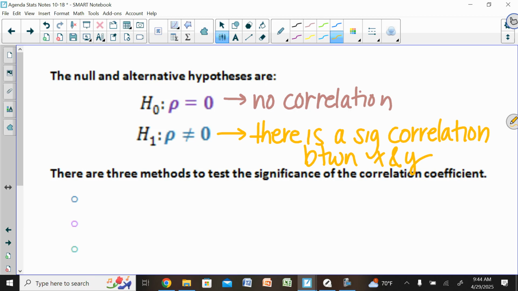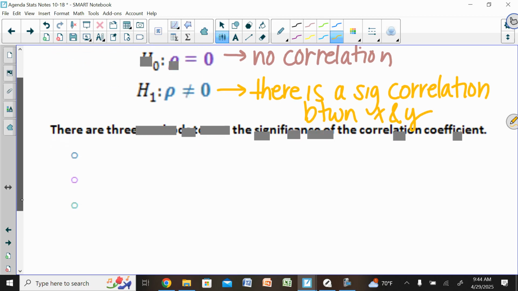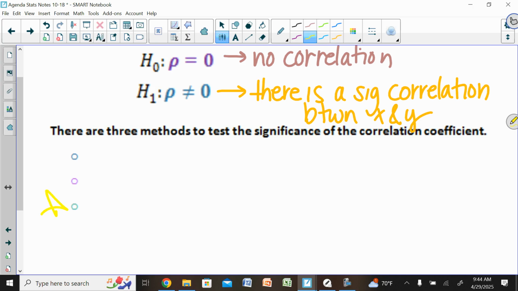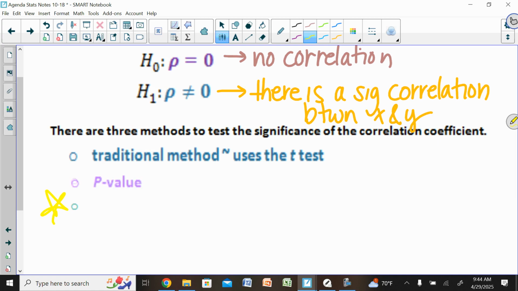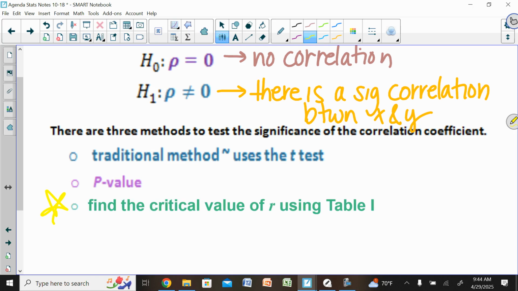There's 3 ways to do a significance test for correlation coefficient. We are going to focus on the 3rd one, but we have some options here. I want you to be aware that there's other ways to do this. So we could do a traditional method, which uses a critical value and the t-test. We could use a p-value. We would go to the t table. Or we're going to find the critical value of R, and use table I. Table I is on page 788. It's on the left-hand side, and it's a pretty small table.